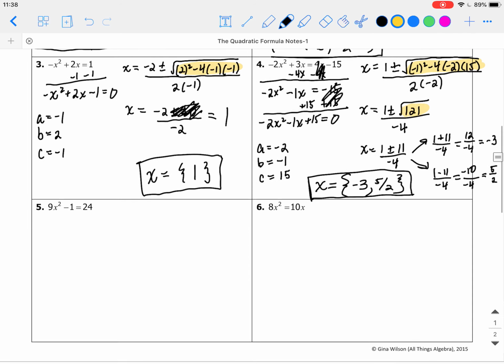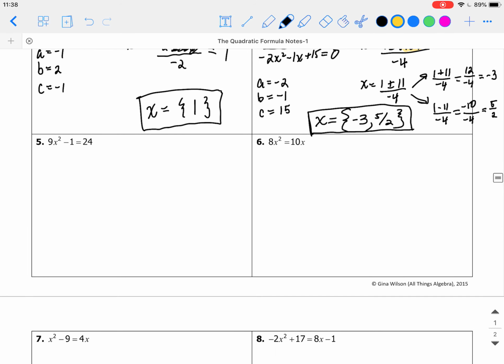All right, number 5. So I have a problem here, right? I am missing my 0 on my right side. So I got to bring this 24 over. He's positive, so I'm going to subtract. 24 minus 24, we know goes away. Beautiful. And now -1 minus 24 will give me a -25.